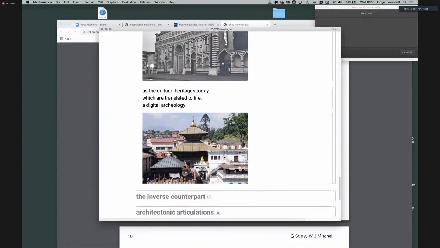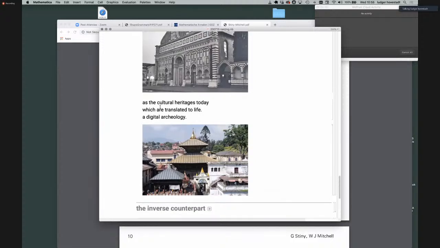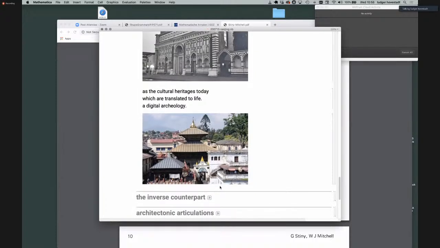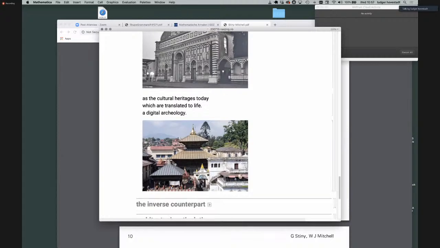This, I think, is what we experience today. So we go to the cultural heritage today, and we are transferring them into life in a digital archaeology. We have all this cultural heritage all about the world, so we're just digging and giving them a new face, which is medialized. This is what we experience worldwide today.